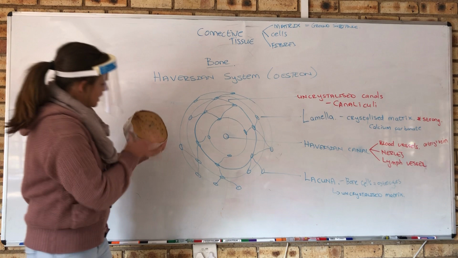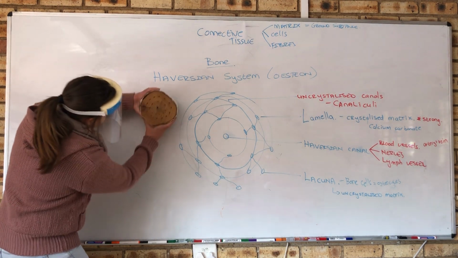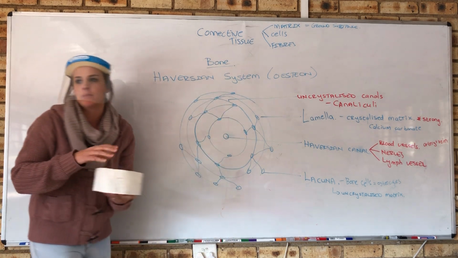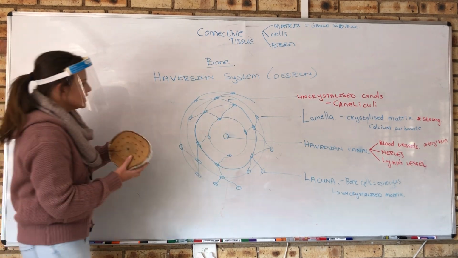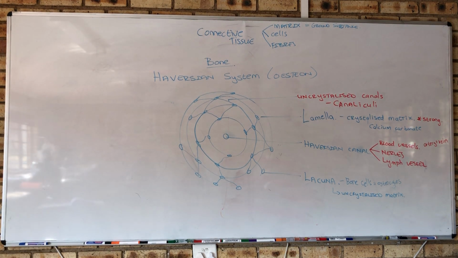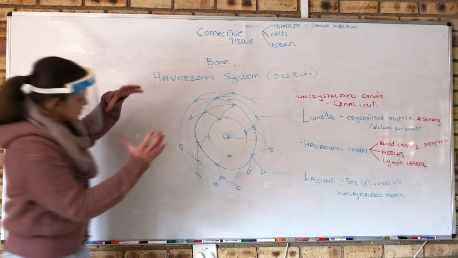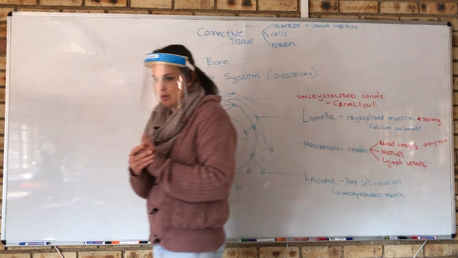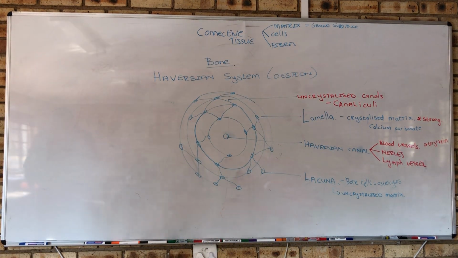Then bone tissue. So if there was one there, there'd be another one there, another one. All of these Haversian systems making up our bone. So bone is actually, and this is microscopic, okay? It's a microscopic structure. You won't be able to see it. Any questions with bone? Gets a bit complicated.